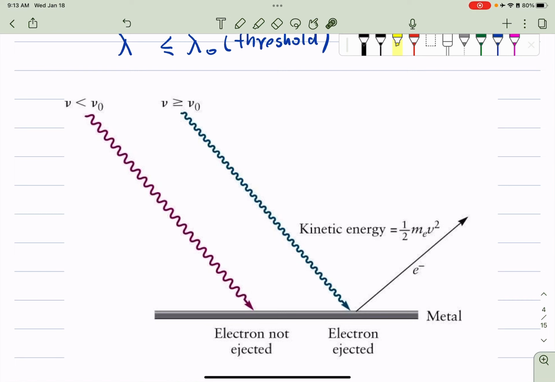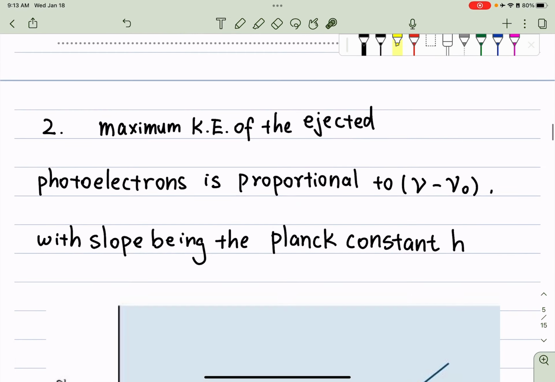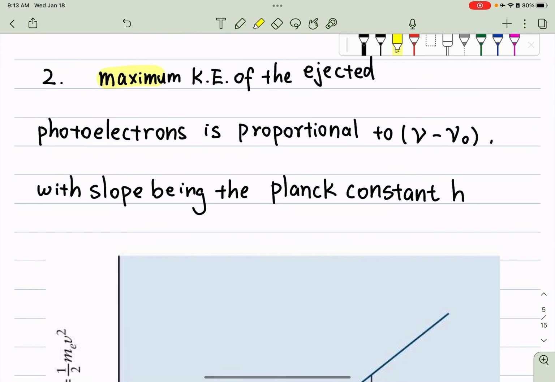And we can measure the kinetic energy of the photoelectron that's being ejected. And that's our second piece of observation here. So the maximum kinetic energy of the ejected photoelectrons is directly proportional to the difference between the frequency of the light used minus the threshold frequency. And the slope is measured to be the Planck constant.